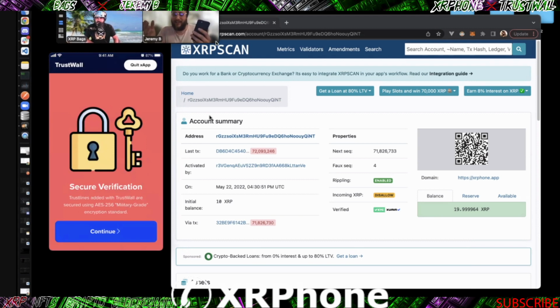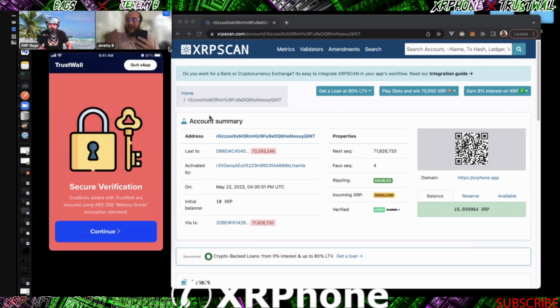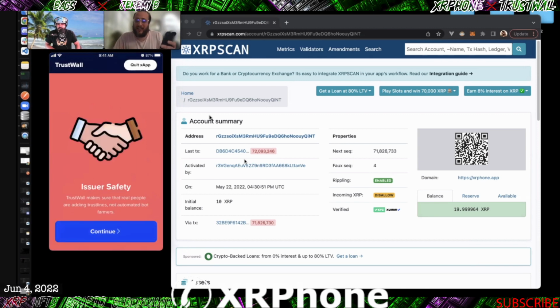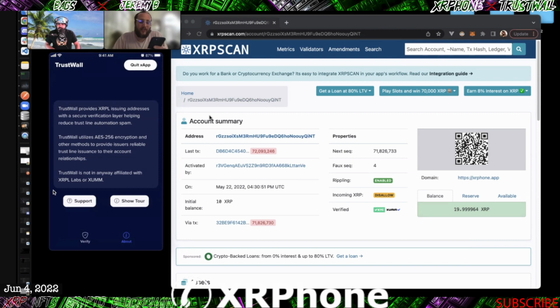No, you cannot, because you don't have the secret key to unlock the encryption. So it's impossible. Only Trustwall can do that. And then the third one is issuer safety. This is supposed to be a handshake between the issuer, which is the person or the group or the project that has the token, and you, the real human being, not the robotic script that's trying to get a trust line.